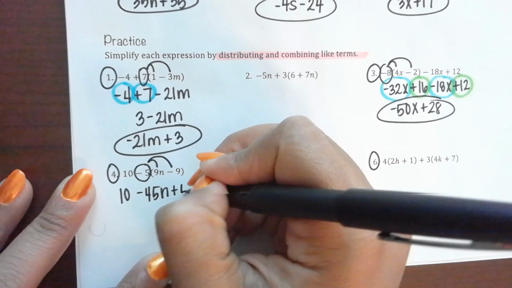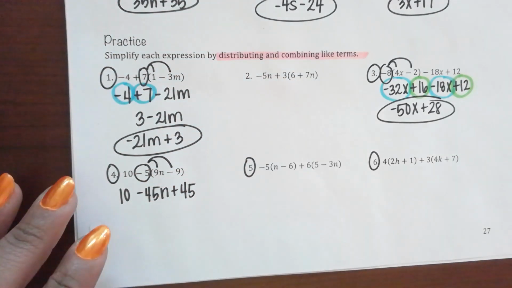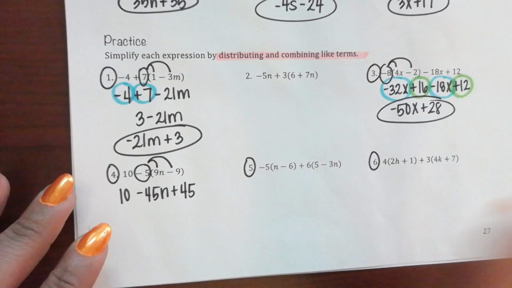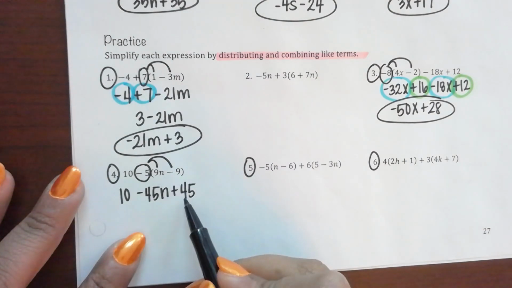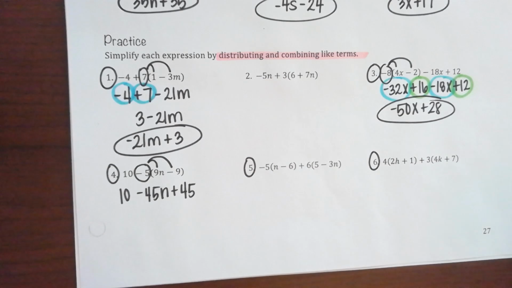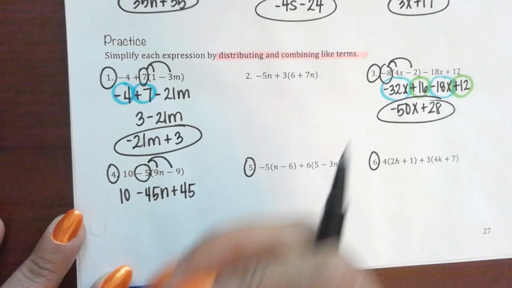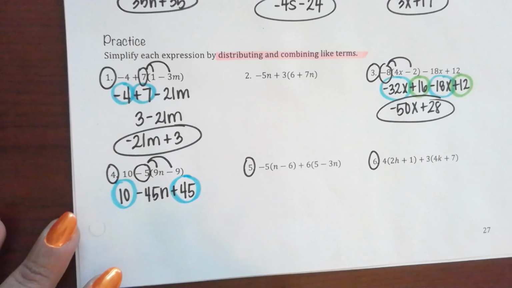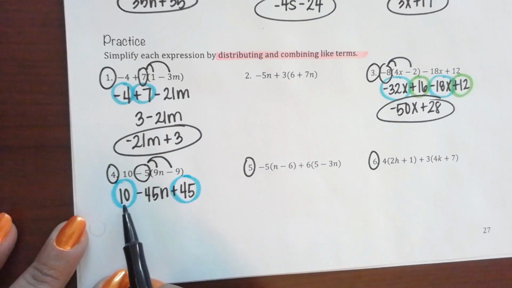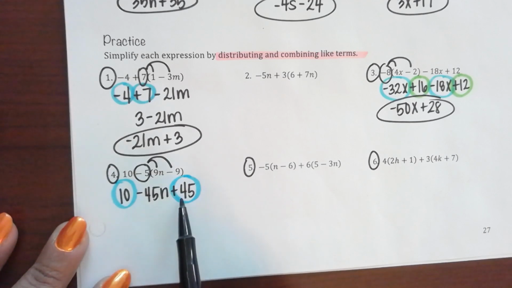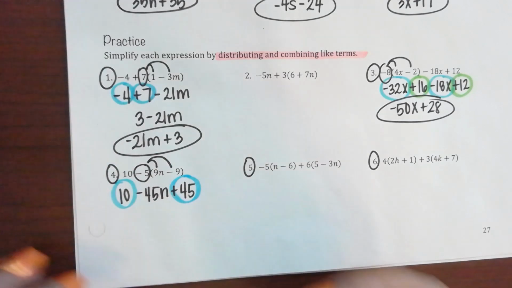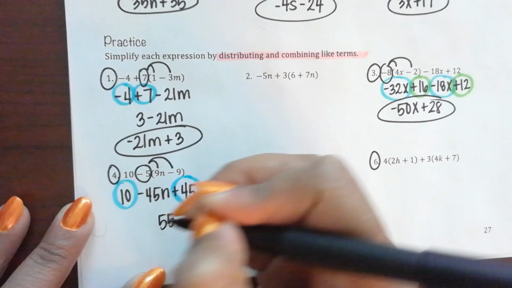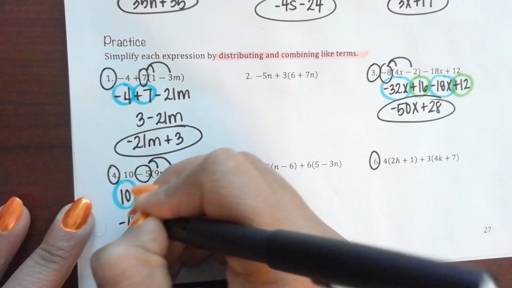That makes a positive 45. Some people didn't distribute the 5 fully, and that made this wrong because you brought this down as a negative 9 still when that shouldn't have been the case. What's next? Circle the 45 and 10, because those are like terms. So what's being typed into the calculator? 10 plus 45. Yeah, 55, so it'll be negative 10x plus 55.